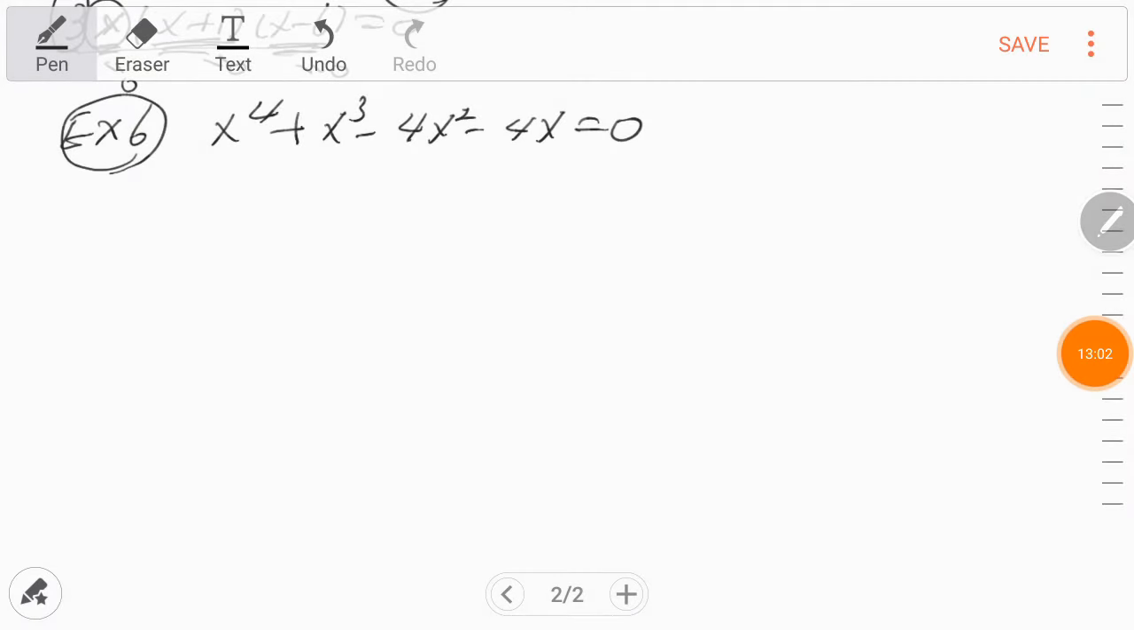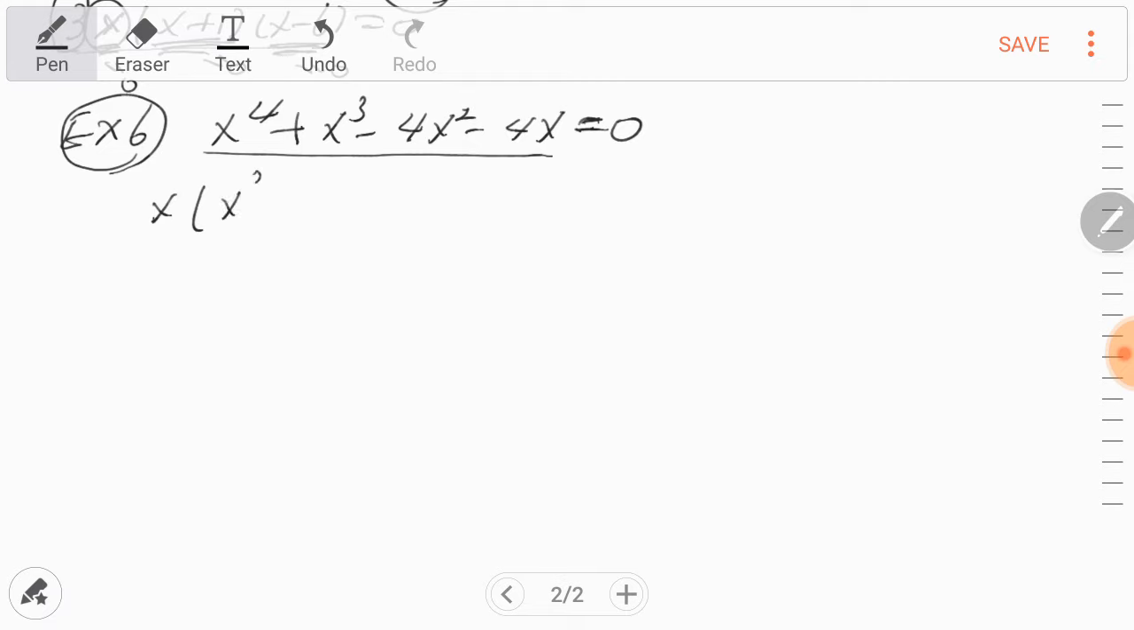Okay, this example has an equation whose right side is 0. So we will factor the left side. And this one has 4 terms. So 4 terms, and there is a common factor x. So let's factor out x first.